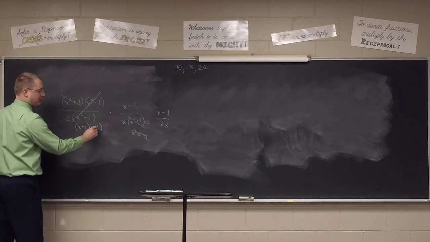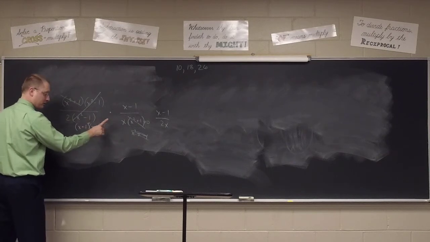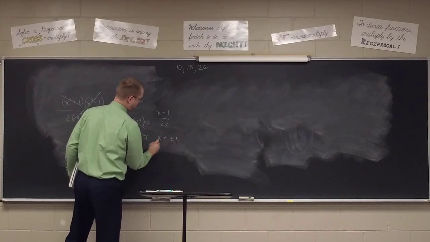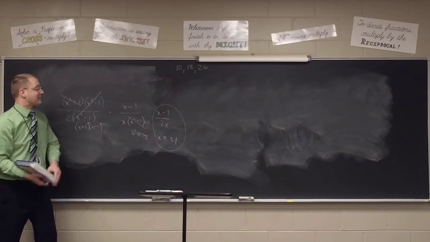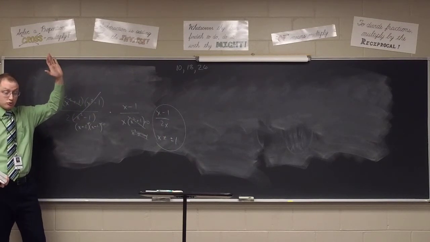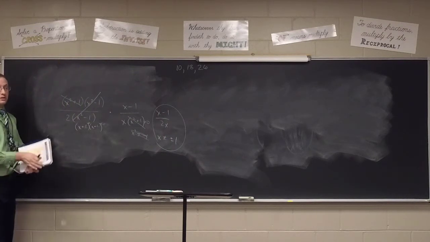Here, x - 1, x + 1, neither one can equal 0, so therefore x cannot be positive or negative 1. But that should have been our answer. How many at least got the x - 1 over 2x, even if the excluded values cause you some problems? Okay, Maddie question, Brecken questions.